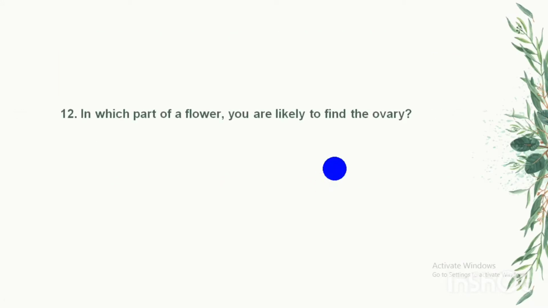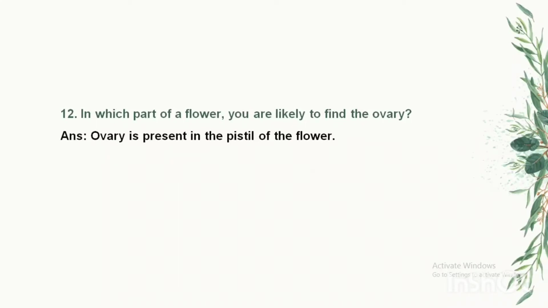So last two questions. The first one: in which part of a flower are you likely to find the ovary? फ्लावर के कौन से पार्ट में आपको ओवरी मिलती है? So first thing, that ovary is a female reproductive part of the flower. Okay, so first you have to write like this, that the ovary is present in the pistil of the flower. Ovary is present in the pistil of the flower.